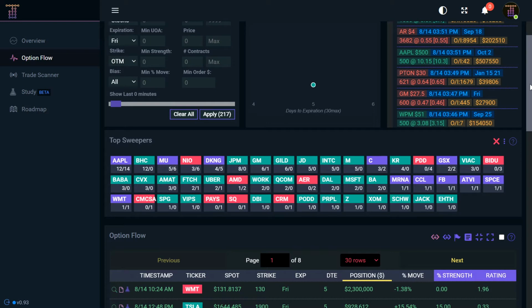Of course, other things to look for would be anything that's popping up for an earnings play or a catalyst that you know is coming up, or where you see an obscure ticker that's not usually there, but it's on a shorter term expiration. Those are good to watch as well.